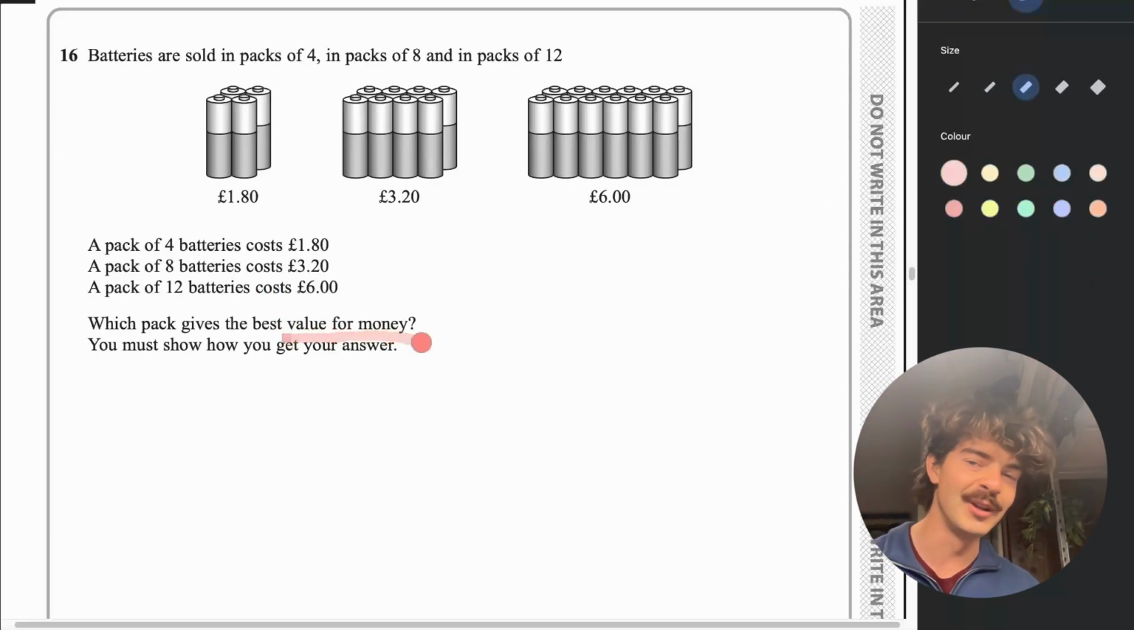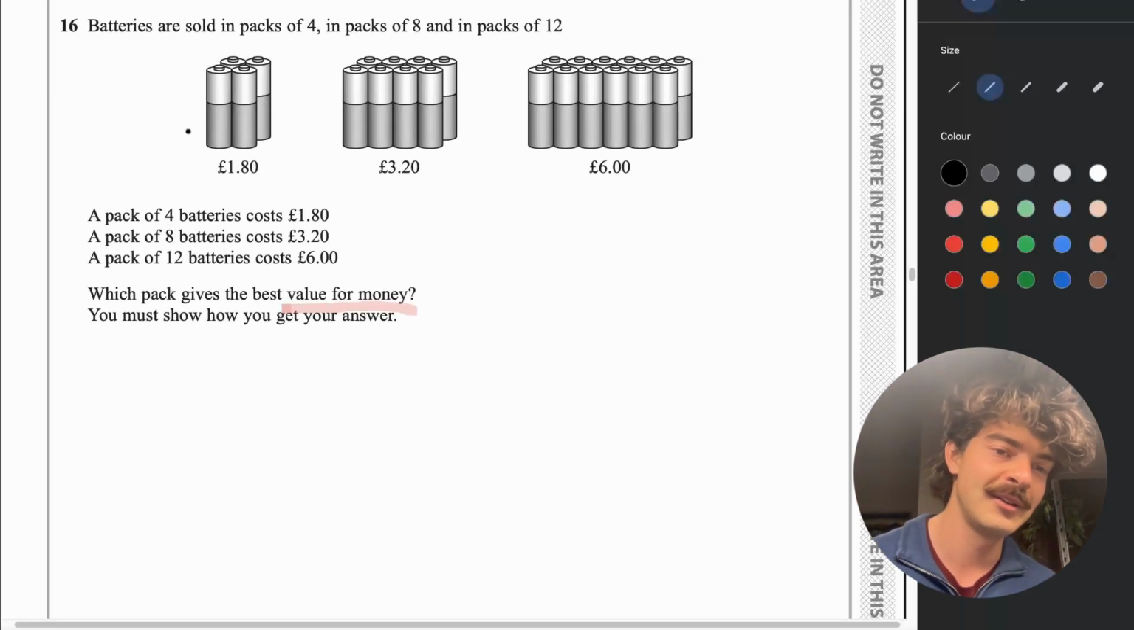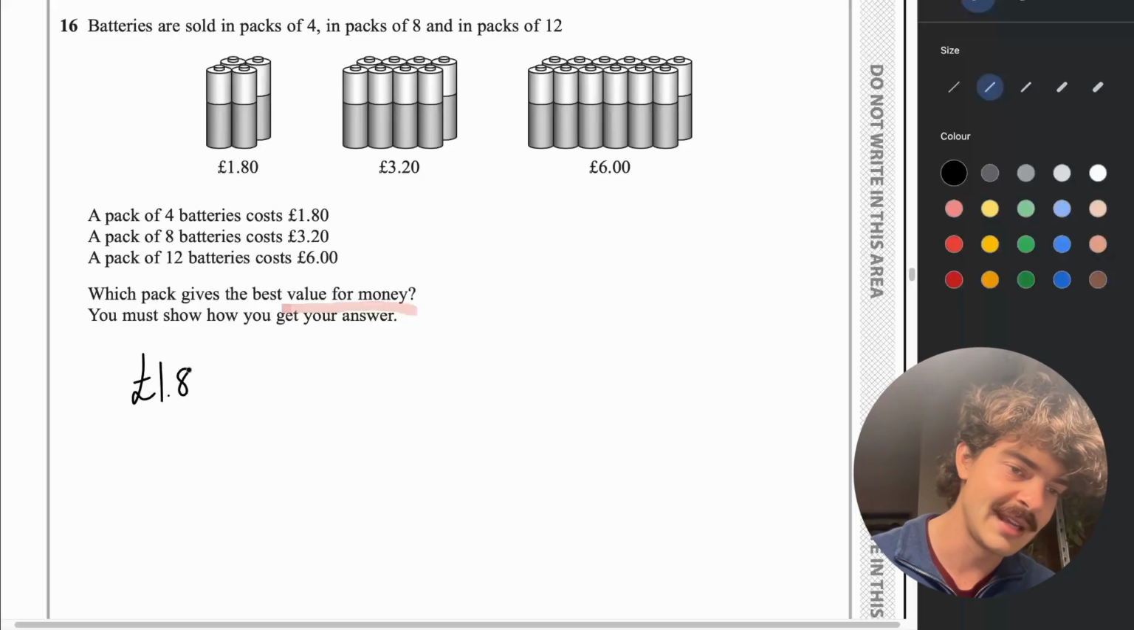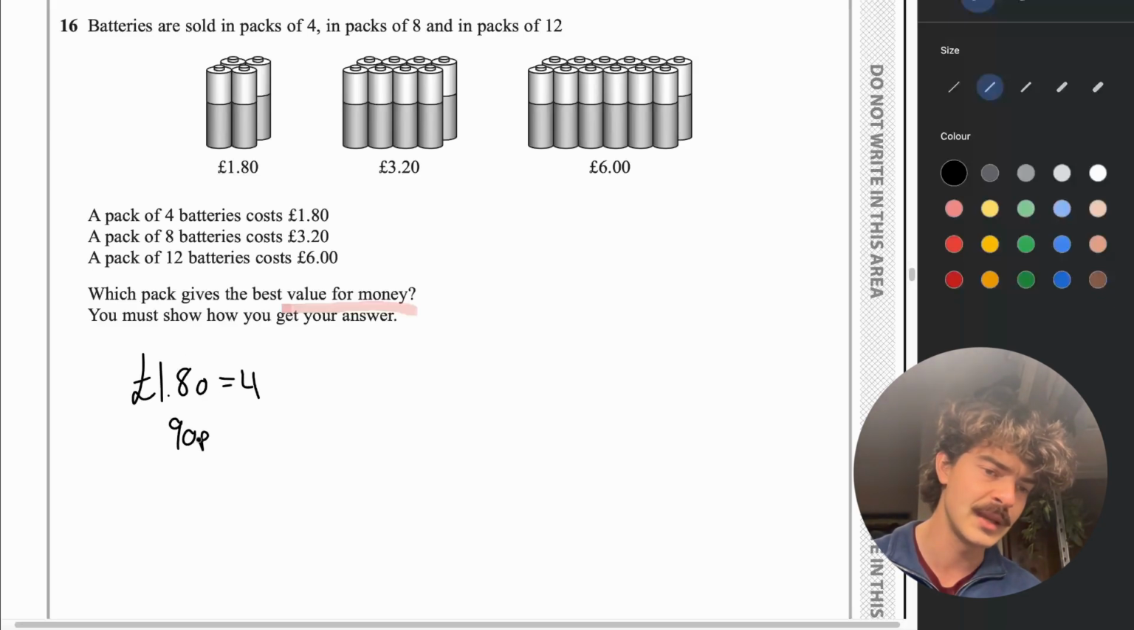So this is all about unit economics. We want to know how much one particular unit costs in each, and whichever one's got the cheapest unit, well, that's the best value for money, right? So let's just do each one at a time. We're starting with £1.80 is 4, right? So how do I figure out the value of 1? Well, I'm going to divide by 4, which in our case is probably easiest to divide by 2 and then 2 again. So half of £1.80 gives 90p, that'd be the price of 2, and then halving again, 45p would be the price of 1.